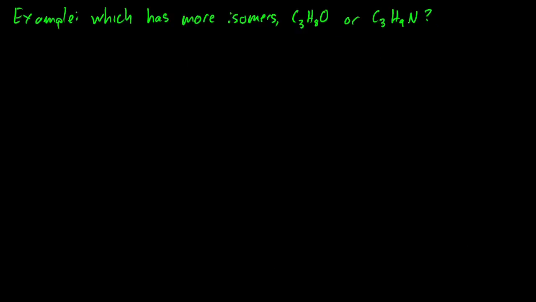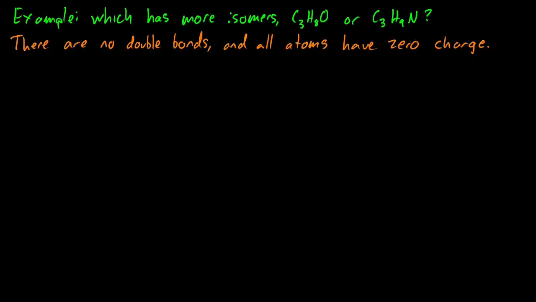Let's do a little bit of practice now in terms of both drawing Lewis structures and finding constitutional isomers. I'd like to know which of these two molecular formulas has more constitutional isomers, C3H8O or C3H9N. Some parameters for this problem are that neither of these molecules has rings or double bonds, and all of the atoms are neutral. There is zero formal charge in both. We're only looking for the isomers which have no formal charges. So go ahead and work on this problem and see how many isomers of each molecule you can draw, then we'll come back and answer the question.